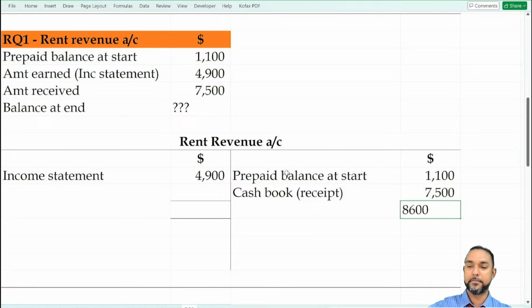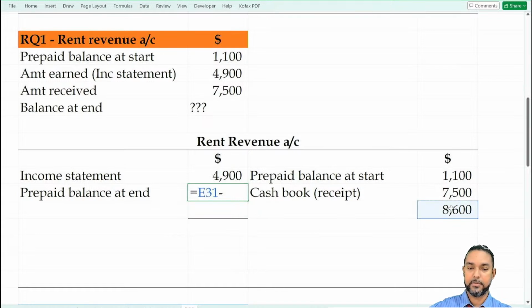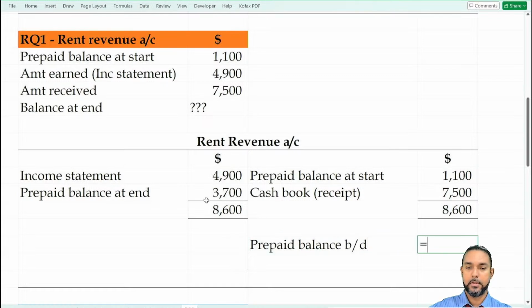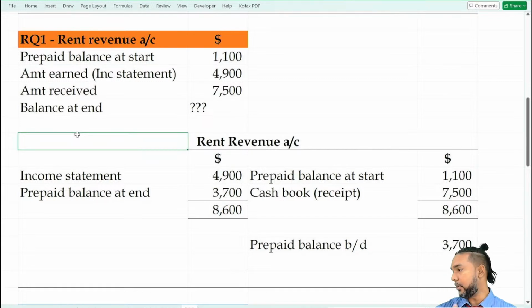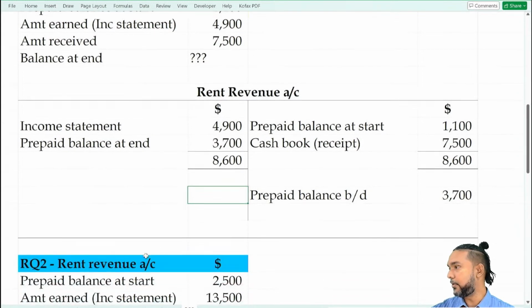That's 8,600. So the prepaid balance at end is the difference between 86 and 49, so that's 37, I think. Add that up, and then we're going to go down here. So prepaid balance brought down, 37. Zaf, are you okay with that one? Kaylee, are you okay with that one? No? Let me know when you're ready.